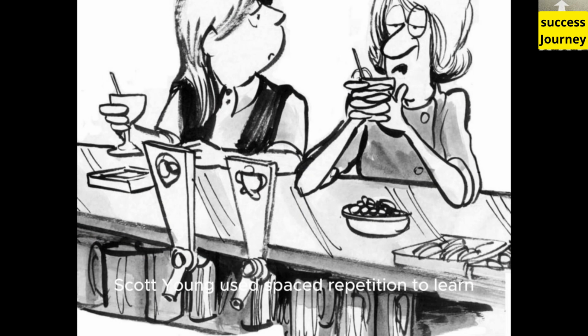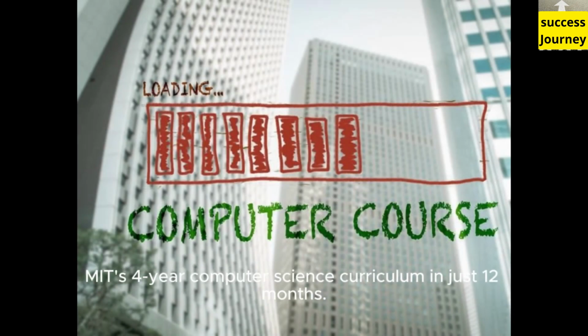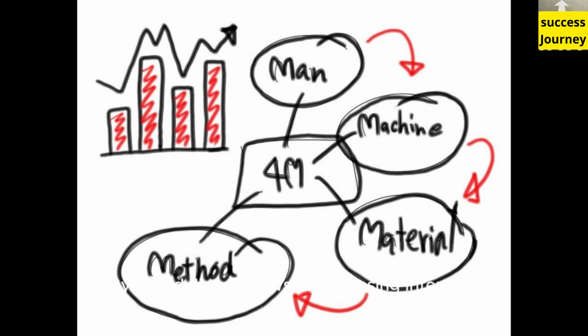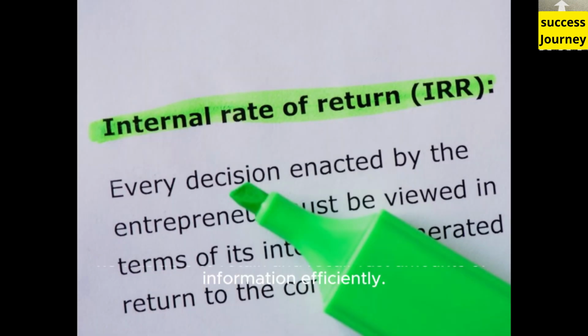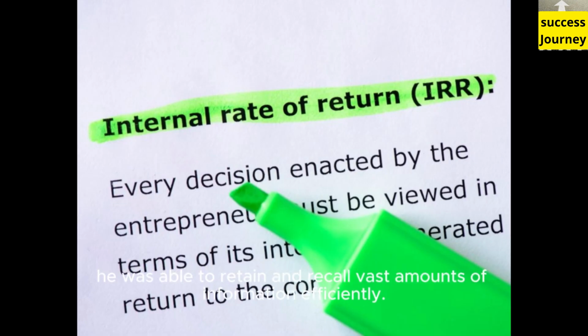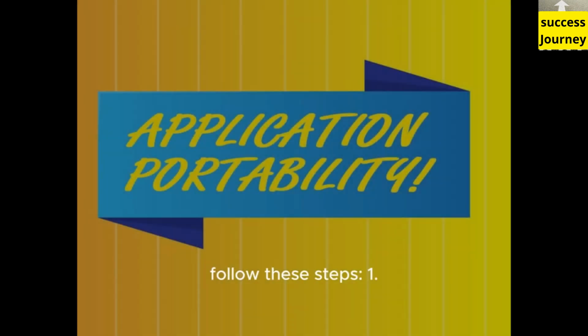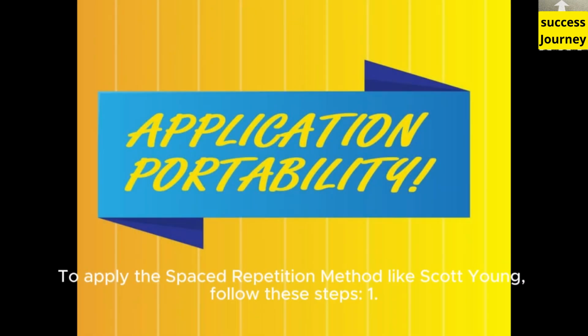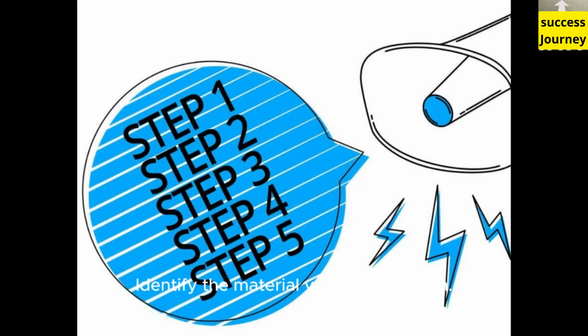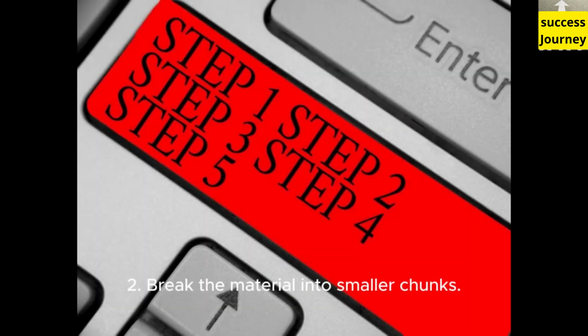Scott Young used spaced repetition to learn MIT's 4-year computer science curriculum in just 12 months. By scheduling reviews at increasing intervals, he was able to retain and recall vast amounts of information efficiently. To apply the spaced repetition method like Scott Young, follow these steps. 1. Identify the material you need to learn. 2. Break the material into smaller chunks.